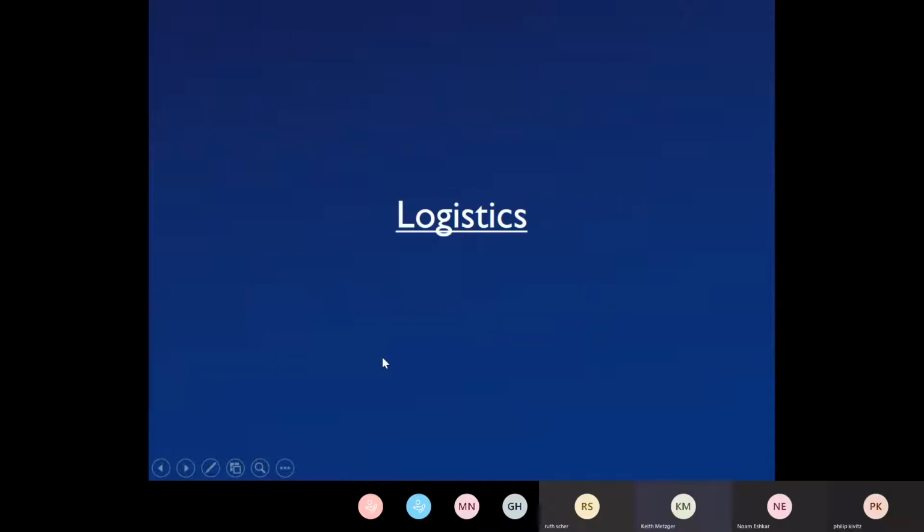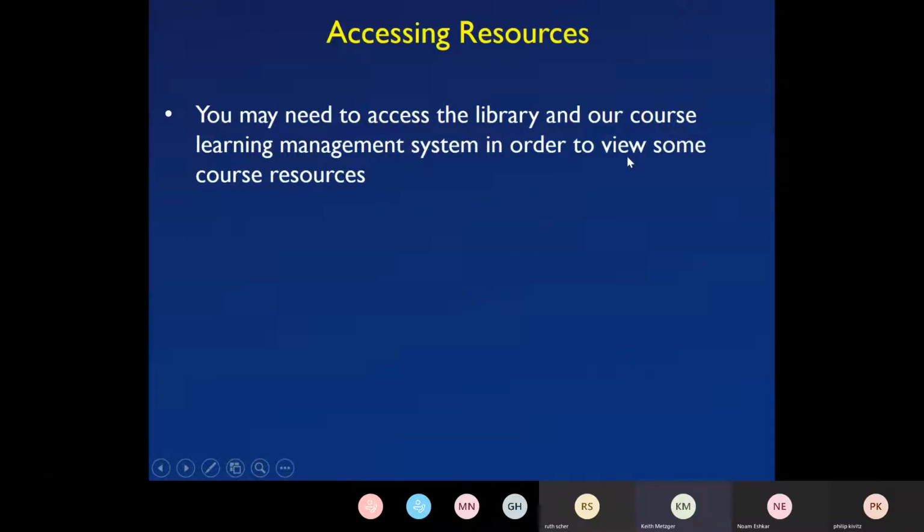Okay. And then the final thing I want to talk about is logistics. So first of all, accessing resources. So you may need to access the library and our course management system, some of the course resources. If you do have trouble with that, I'm always going to encourage you to go to those systems first, because it's the easiest way.